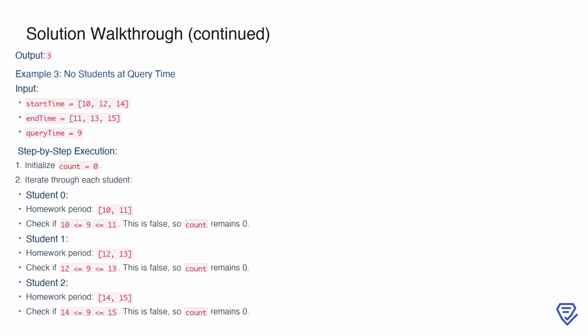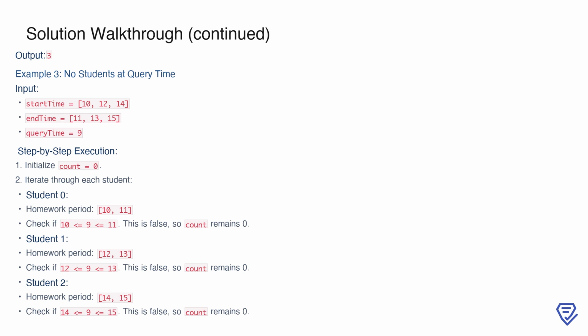Now let's look at a case where no students are doing homework at query time. Here, the inputs are start time equals 10, 12, 14, end time equals 11, 13, 15, and query time equals 9. Once again, we initialize count to 0. For the first student, their homework period is 10, 11. We check if 10 ≤ 9 ≤ 11. This condition is false, so the count remains 0.